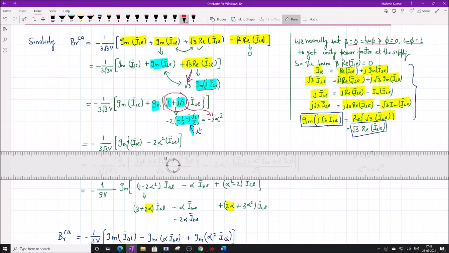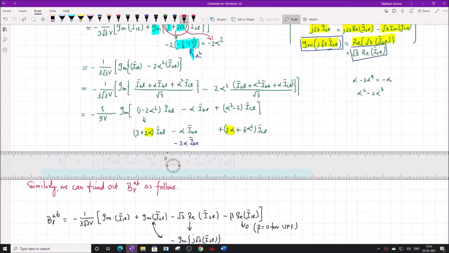So imaginary is common in both here and here. So we can take it outside, imaginary here. So I1L minus 2 into alpha square I2L. Substitute I1L and I2L, we will get IAL plus alpha IBL plus alpha square ICL. This is the first one and this is the second one.